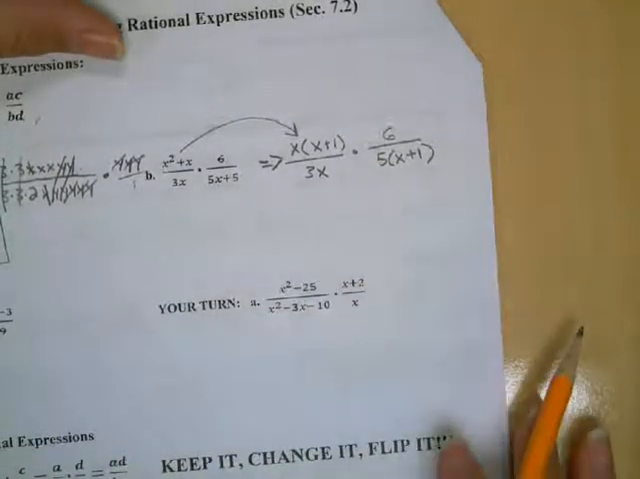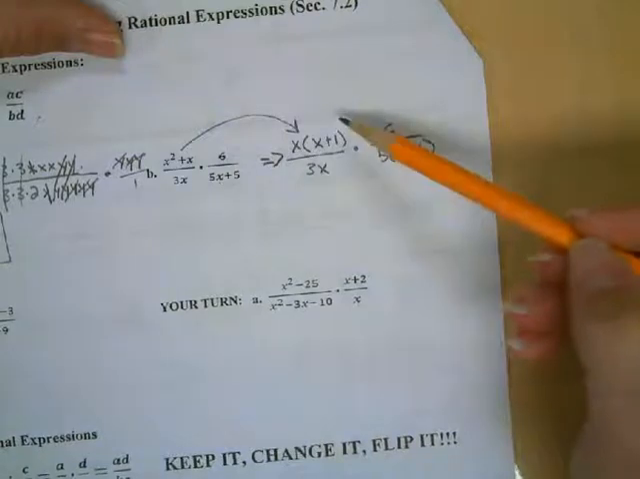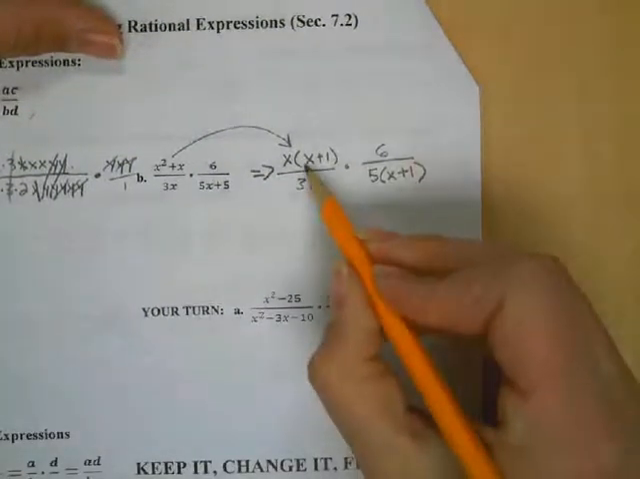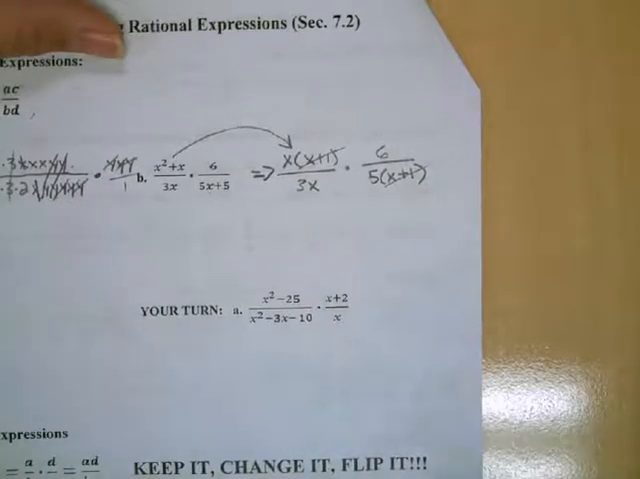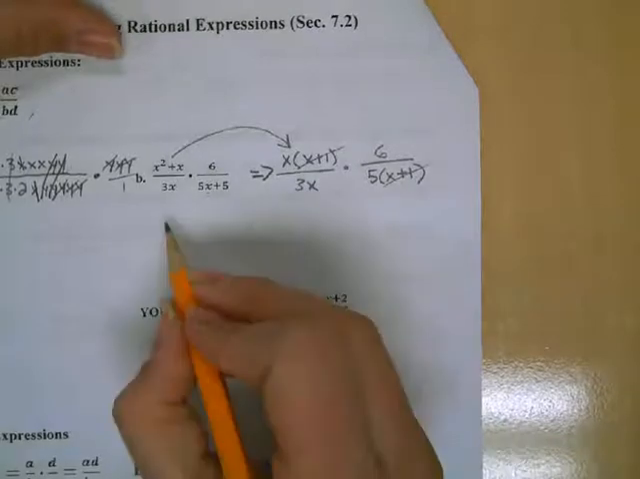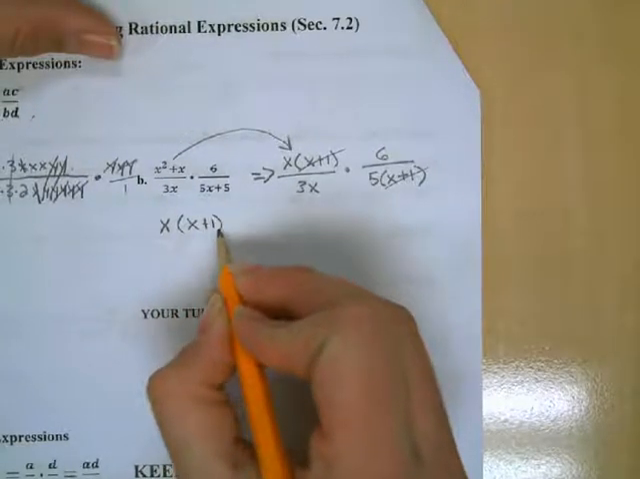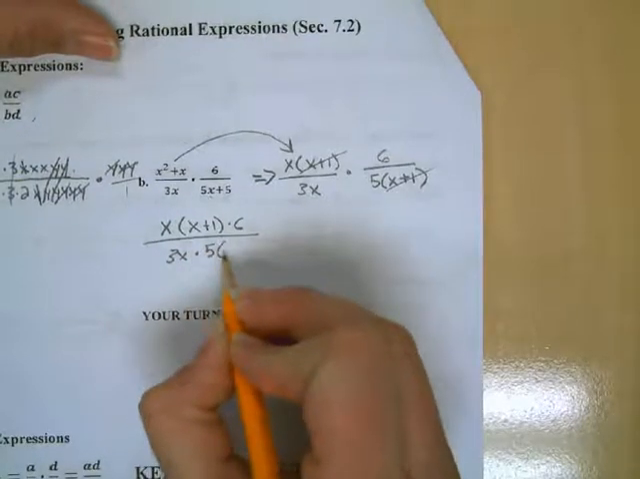I have to cross out things on top with things on bottom. So things in the numerator cancel with things in the denominator only. So here we go. We've got an x plus 1 on top and bottom. Those are gone. It doesn't matter which fraction they're in, because you have to imagine that I could have written this out: x plus 1 times 6 all over 3x times 5 times x plus 1.